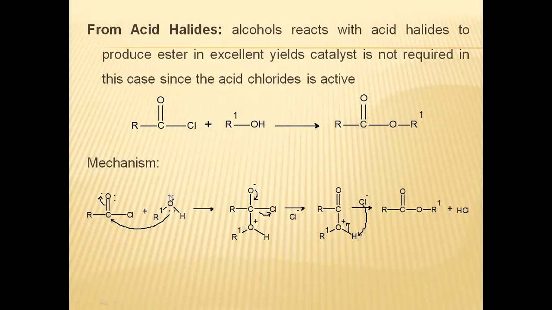What happens here is the lone pair of electrons present on the oxygen is donated to the carbon. Then the pi electrons migrate towards the oxygen, so oxygen gets the minus charge. Here oxygen gets the plus charge, so it migrates again and is removed as Cl minus. Cl minus abstracts the proton, forms HCl, and converts to the ester. So this is the mechanism for formation of an ester from the acid chloride.